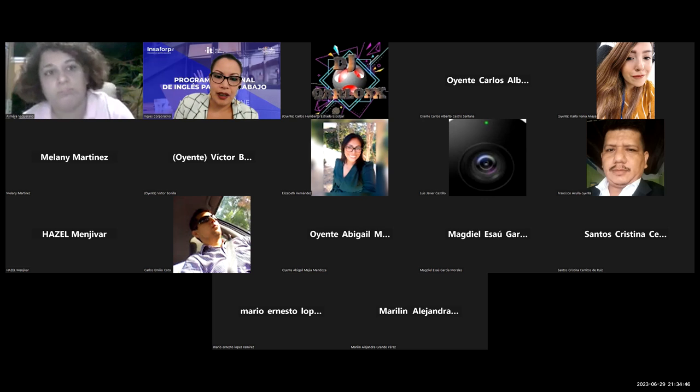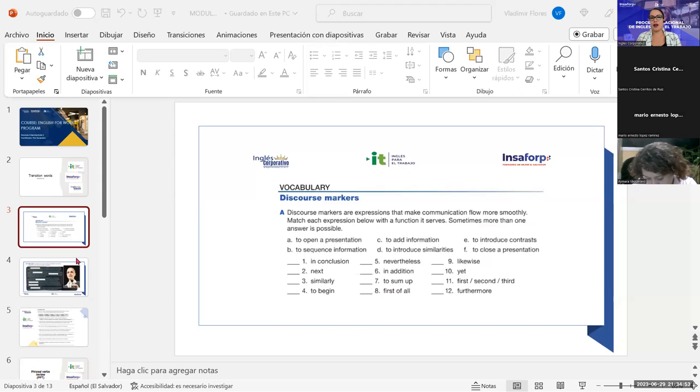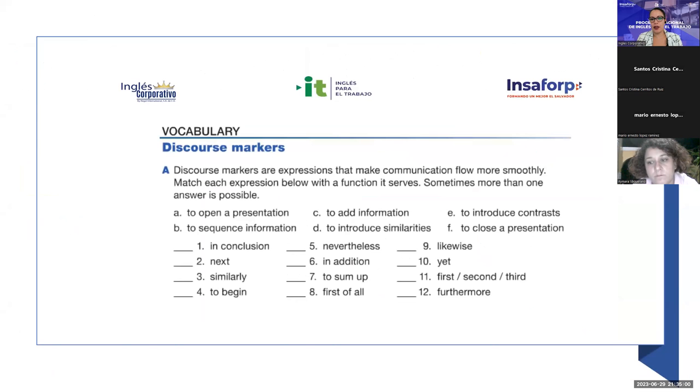Good. Now, let us continue. I'm going to share a screen so that we can continue here with the presentation. Now that you have completed that, we were working on the worksheet. About the transition words, remember that they are used to open a presentation, to sequence information, to add information, to introduce similarities, to introduce contrast, or to close a presentation. There are many words here. Discourse markers are expressions that make communication flow more smoothly.